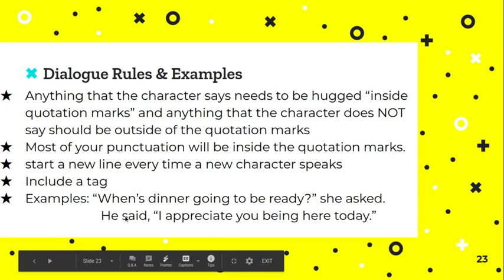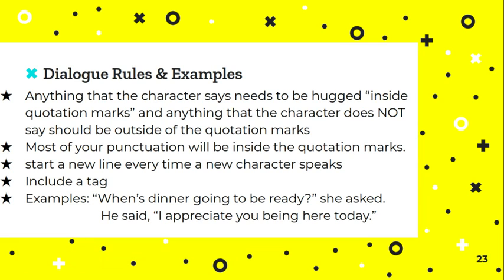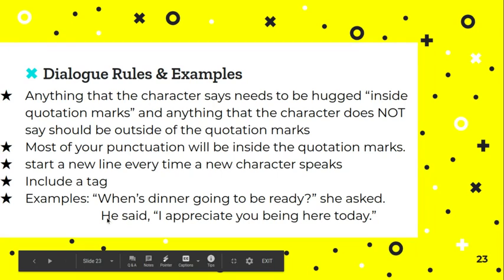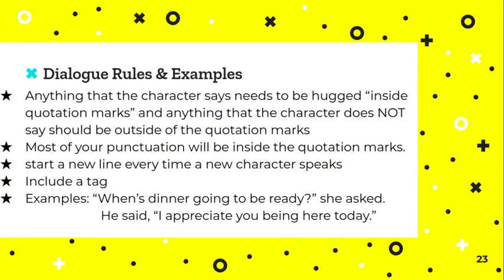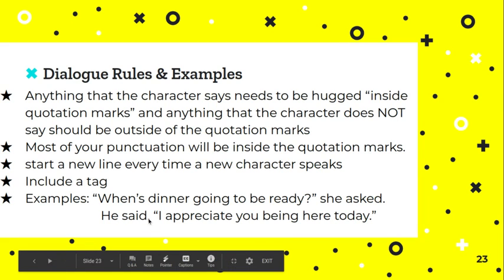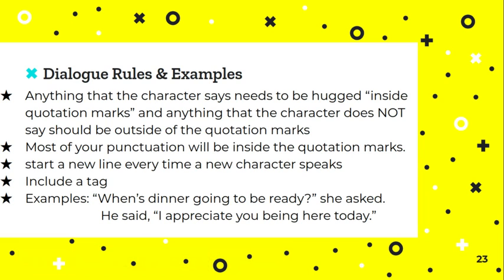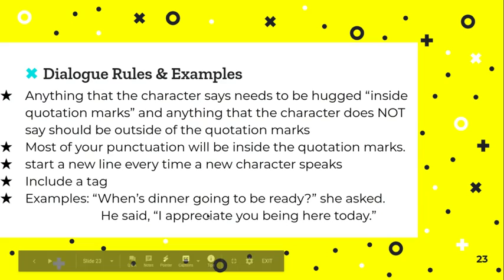Another example with the tag in the beginning instead of at the end. He said, "I appreciate you being here today." So in this case, the he is capitalized in the tag, because it's the start of a sentence, and we always capitalize the first letter of the first word of every sentence. There is a comma after he said, because there's a natural pause there. And then the actual statement that he made, "I appreciate you being here today," is in quotation marks with the period inside.